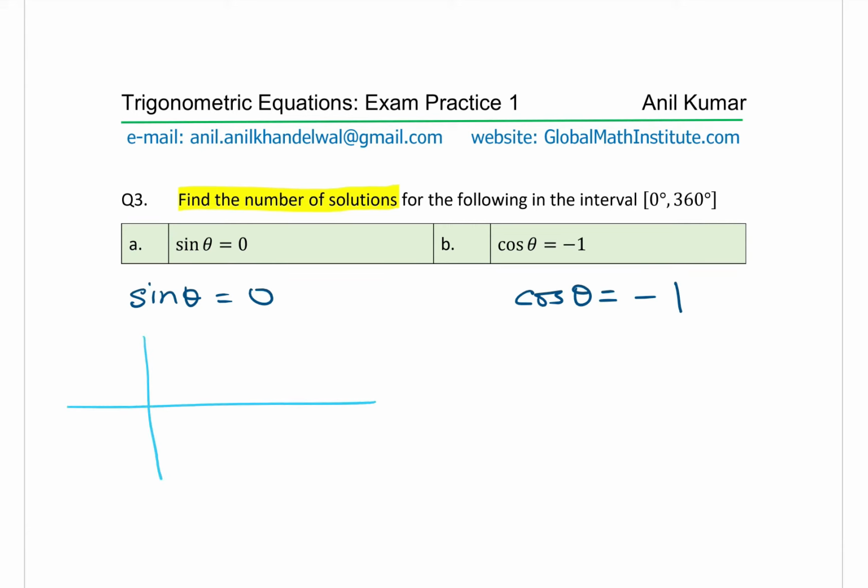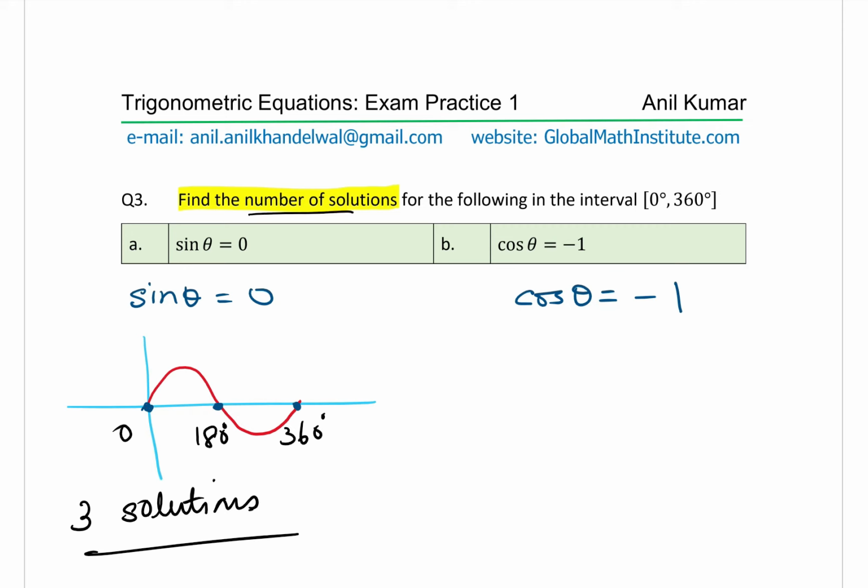So let me just sketch the graph of the sine function, which is kind of like this. That is one period. And definitely from here we have the answer. These are the zeros, correct? And the answer is 0, 180 degrees and 360 degrees, and we have three solutions. Correct? So we want the number of solutions. So the answer is 3 solutions.